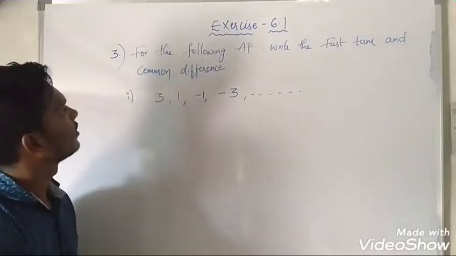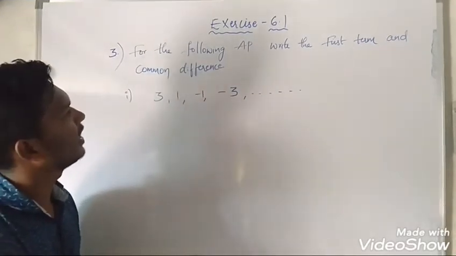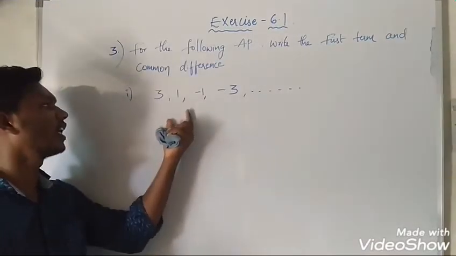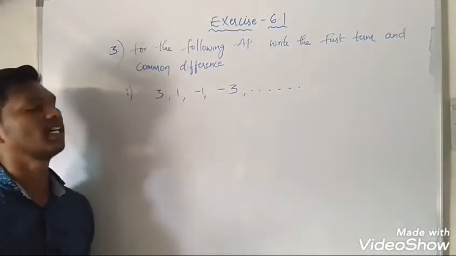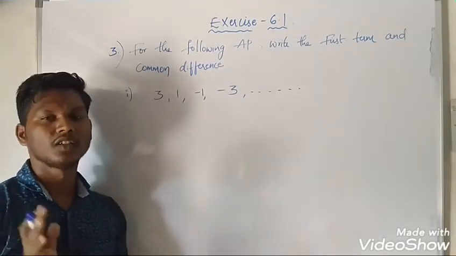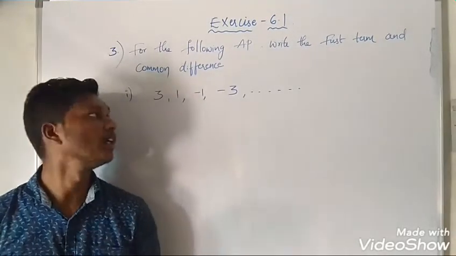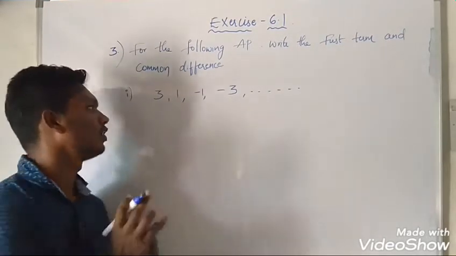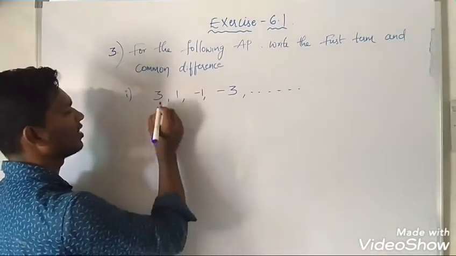Problem number 3, friends. For the following AP, write the first term and the common difference. He has given the AP 3, 1, minus 1, minus 3, and so on. Our target is to find the first term and the common difference. The first term means A1. The common difference is denoted by small d, which is A2 minus A1.